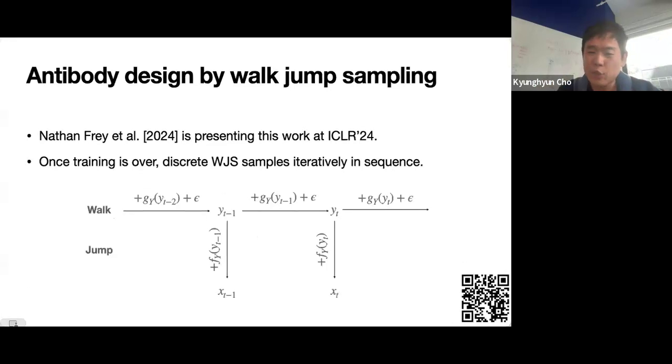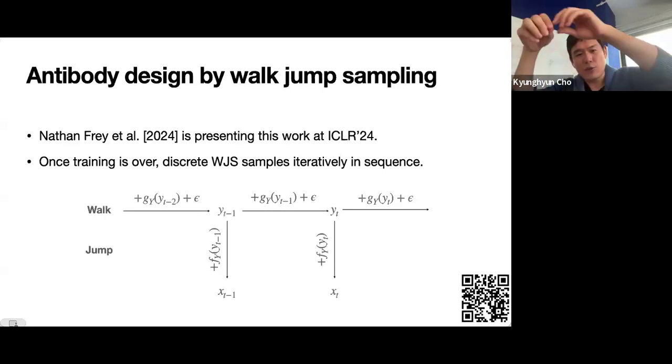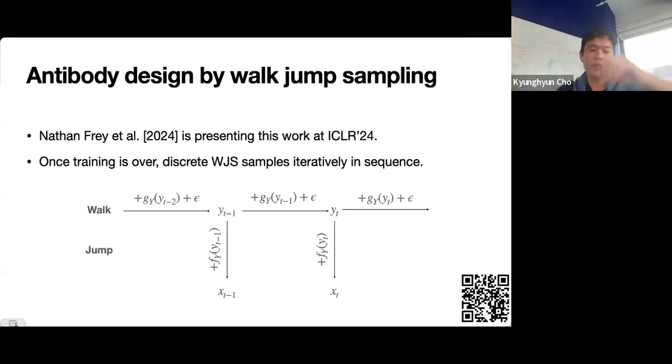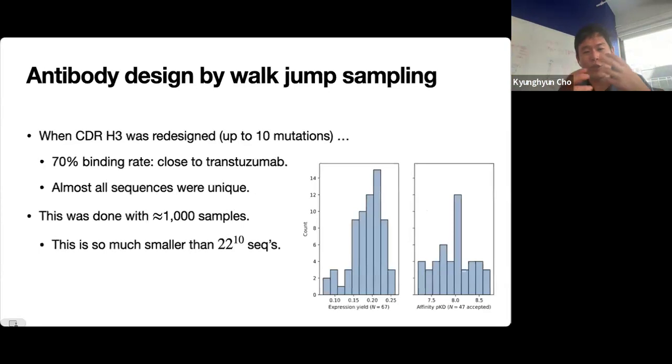Once training is done, it's extremely easy to iteratively sample sequences, or discrete objects, in this representation space by taking a walk, jumping back to the clean version, taking another walk, jumping back to the clean version, on and on and on. And because this model was trained on these antibody sequences, what it's going to generate is antibody sequences that are very likely or similar to the ones that bound to the HER2 antigen, but are not exactly the same. So we use this discrete walk-jump sampler for redesigning the CDR, that is the complementarity determining region of the antibody, with up to 10 mutations.